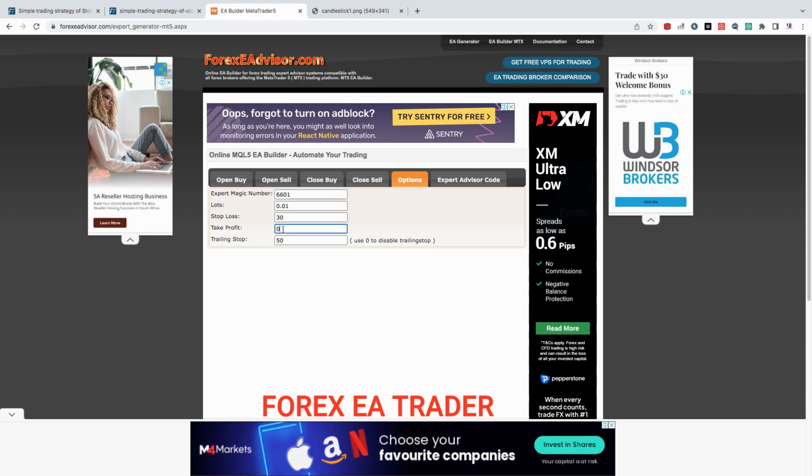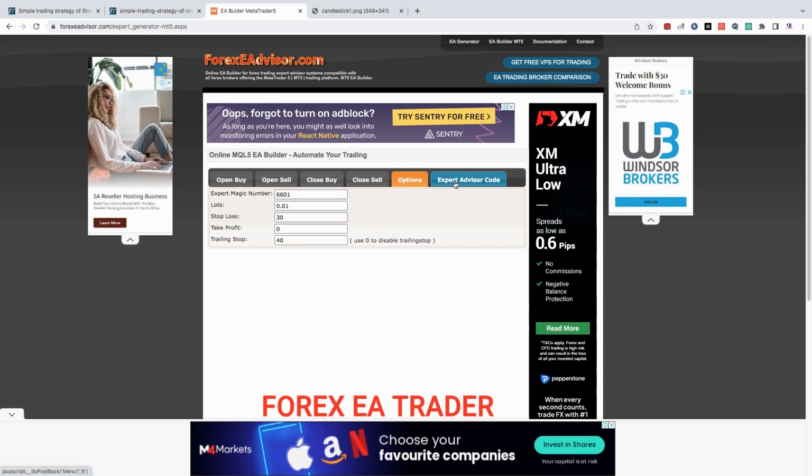Here we are avoiding the risk of the robot opening new trades when the trend is about to turn. So trailing stop, you can use 0 to disable trailing stop, or you can use whatever trailing stop that you want. Maybe make it 40, I think it's 40 pips.